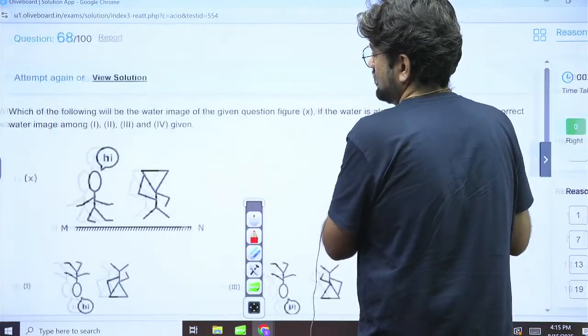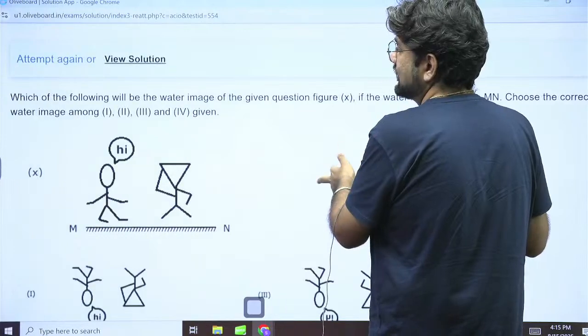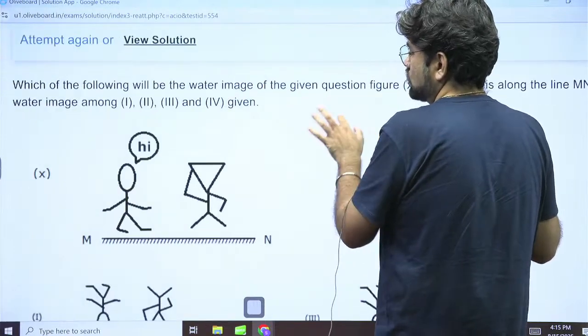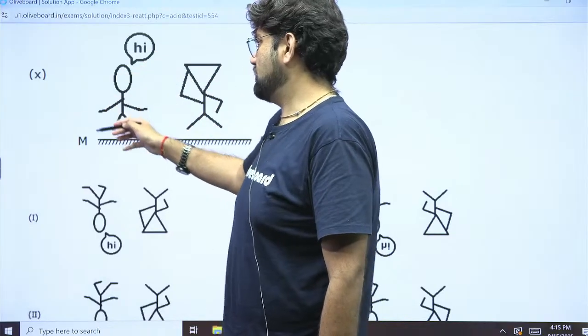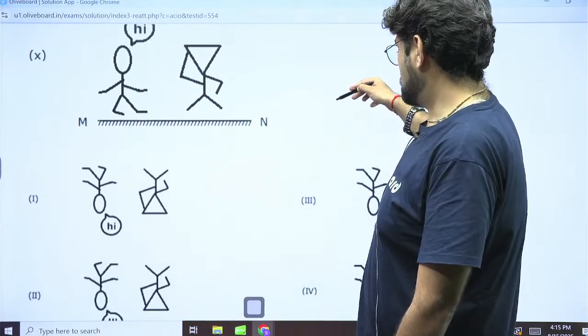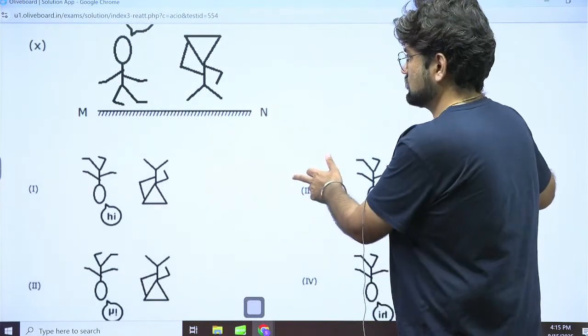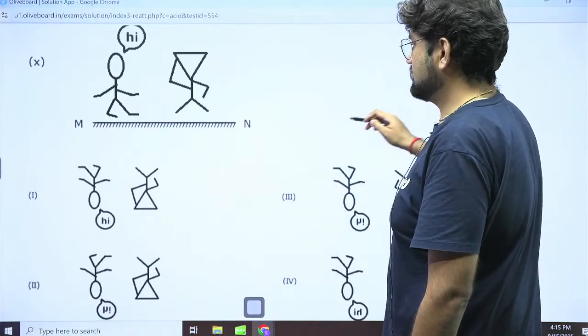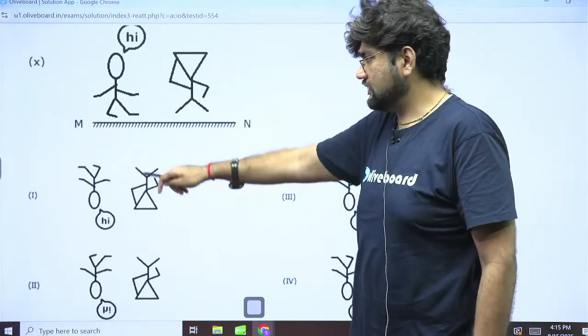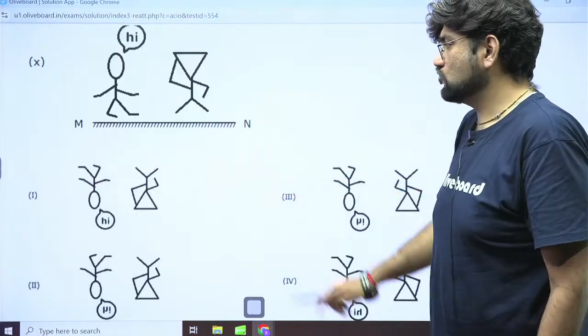Next. Now this one will seem to be tricky. The question is asking you which among the following can be the water image of this question. This is the question image in front of you and there are 4 answer images right here. I'll just zoom out a bit. Okay. This is right in front of you. This is the question figure. These are the answer figures, option figures. You need to choose which is the water image.